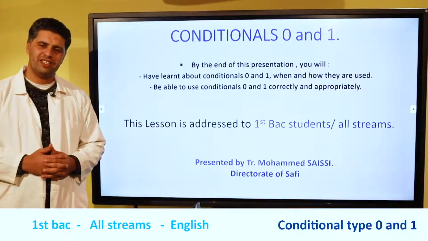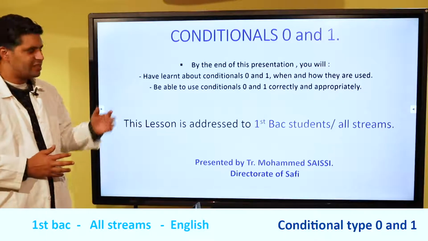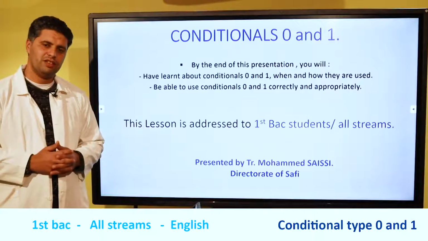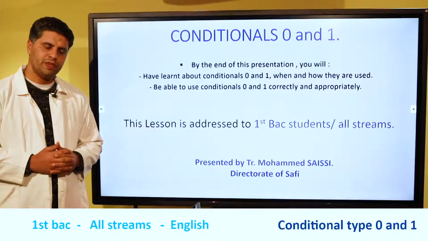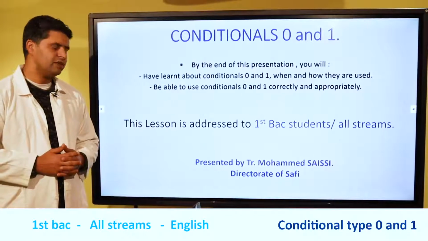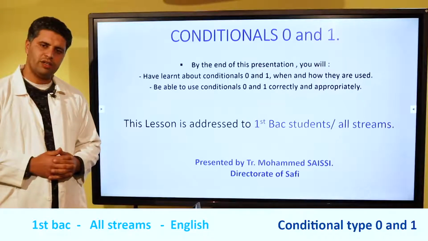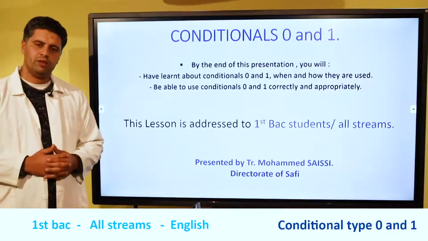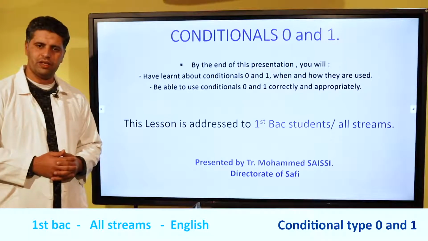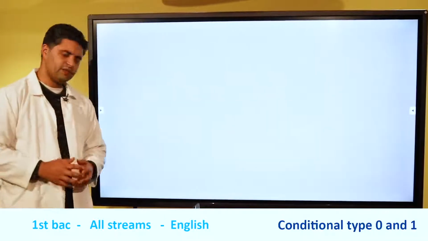It is one of the lessons that you have in the first year of BAC. The title of the lesson, as you can see on the screen, is conditionals 0 and 1. By the end of this presentation you will have learned about conditionals 0 and 1, when and how they are used, and you will be able to use them correctly and appropriately. Great, so let's get started.